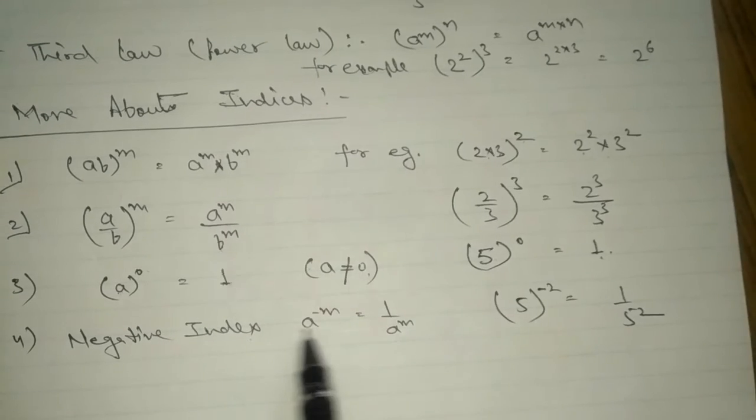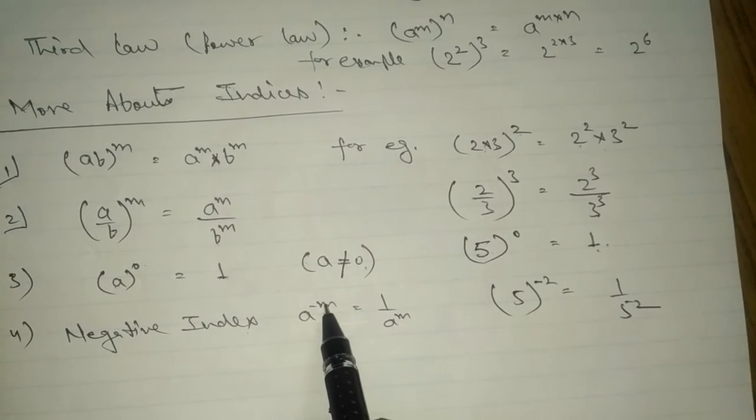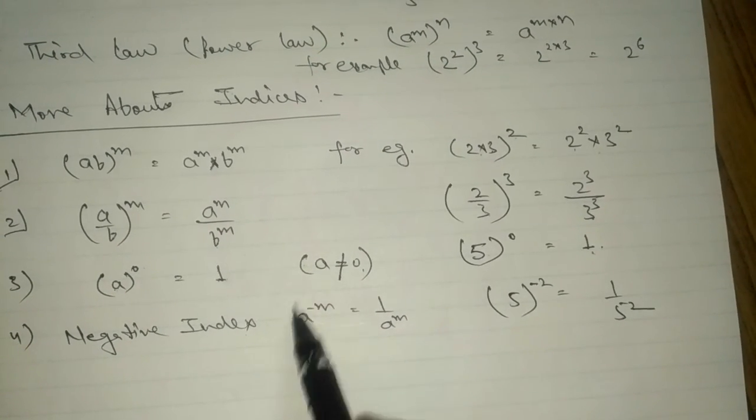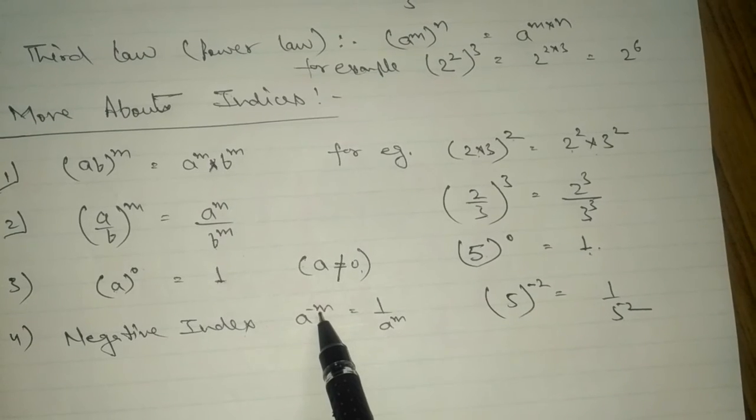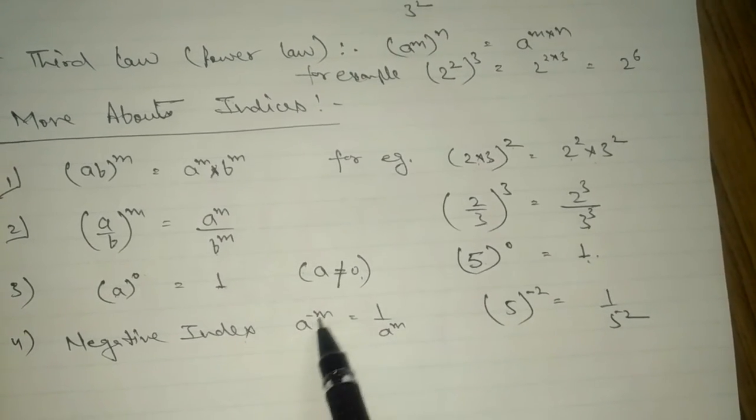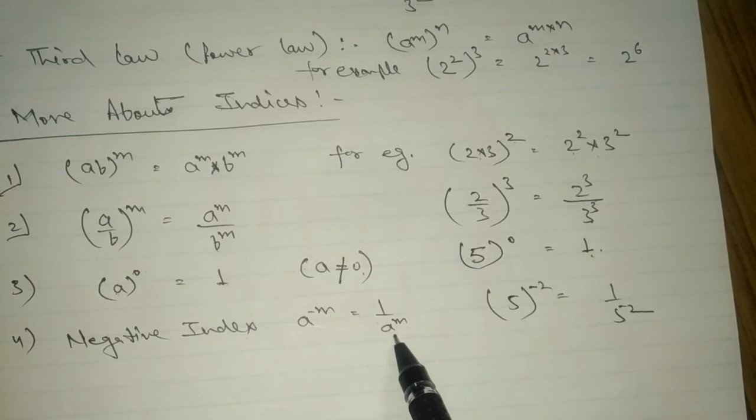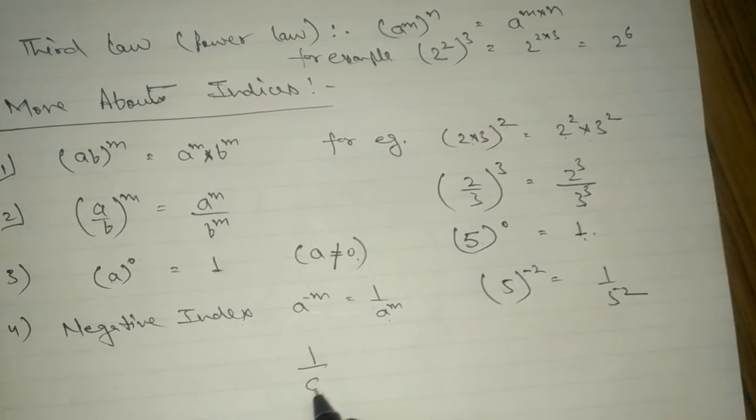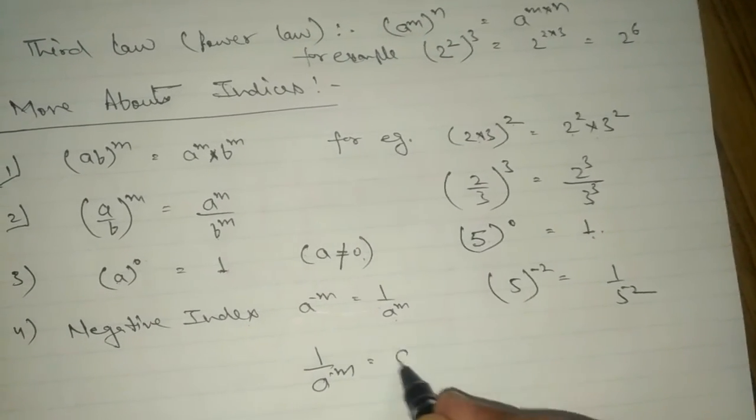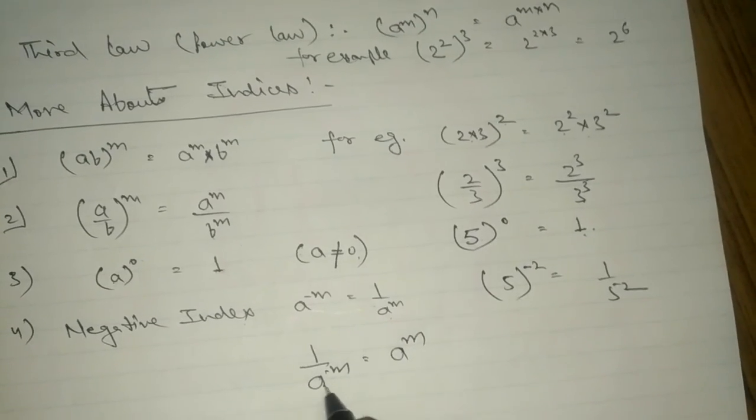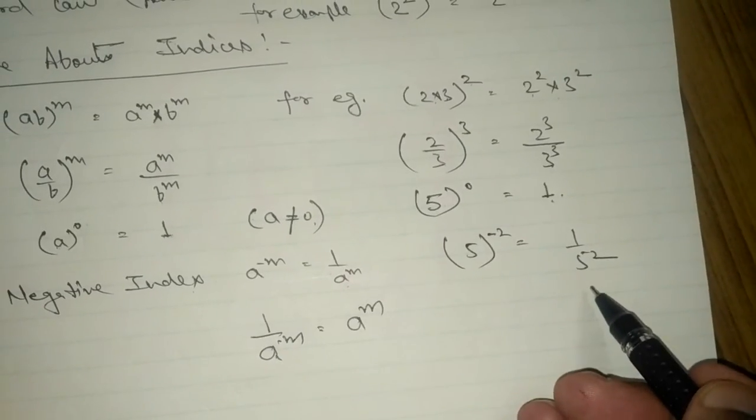Negative index: if it is given a to the power minus m, and you write it in a positive exponent, you'll have to take the reciprocal of this, 1 upon a to the power m. If it is written like this, a to the power minus m, then the reciprocal of this is this. Okay, this is the example of this.